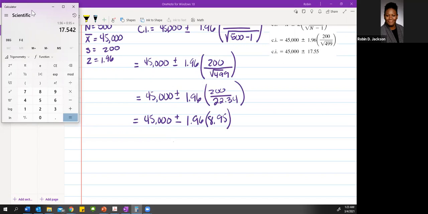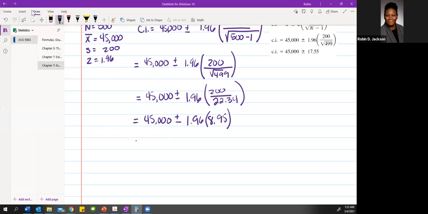I'll speak on this in just a minute, but let me go ahead and write my information out. I'm just following each little step, and you can see where I make my changes and do my calculations. So 45,000 plus or minus, what did we say? I said 17.54 is what I got, but I want to direct your attention to something.